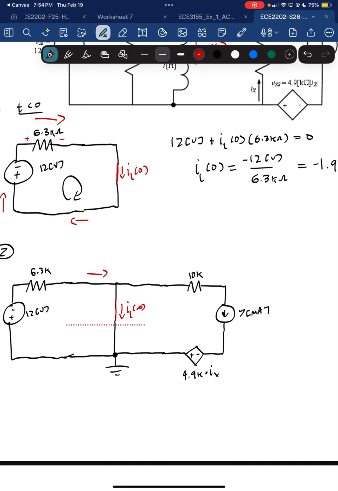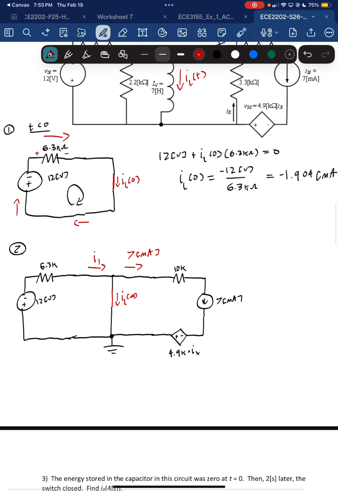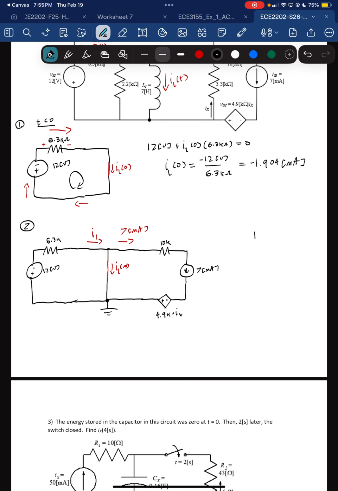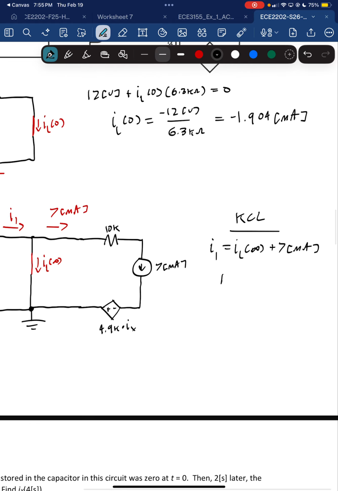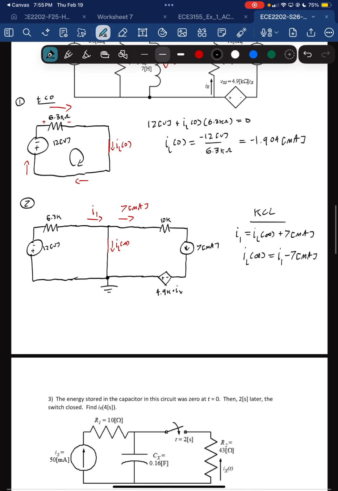I'm going to call this current I1. And we know this current is 7 milliamps. So if we were to do a KCL, that KCL would be I1 is equal to IL of infinity plus 7 milliamps. And remember, we're solving for IL of infinity, so I'm going to solve for it and say that it is I1 minus 7 milliamps. Everyone still with me? Make sense?